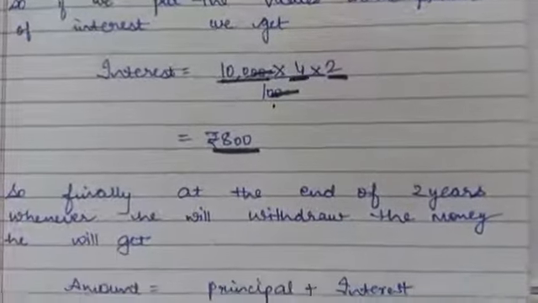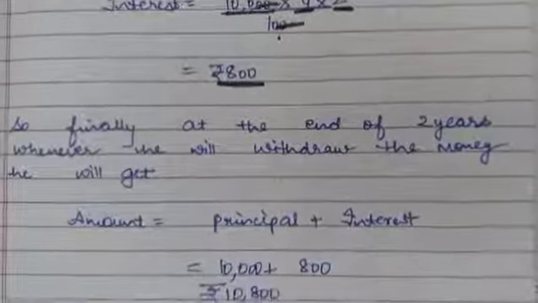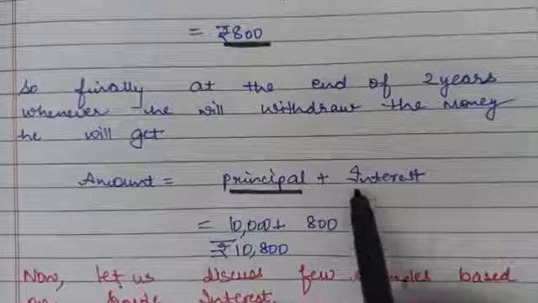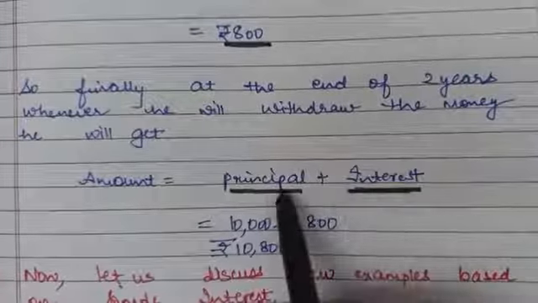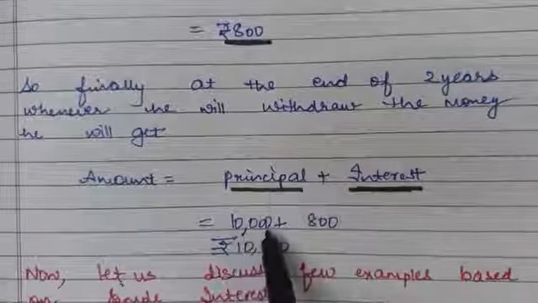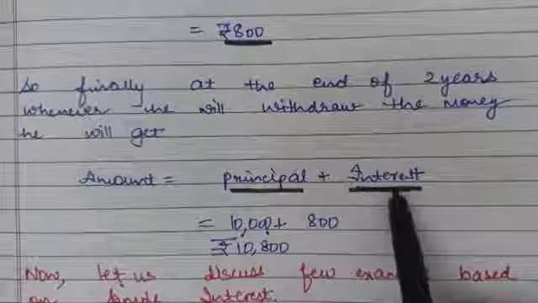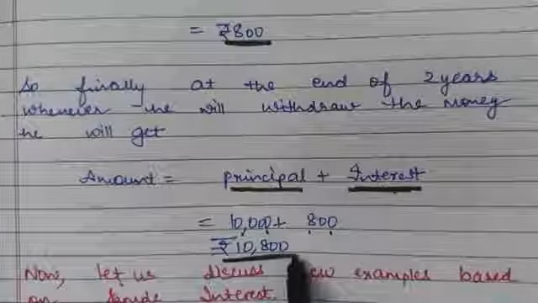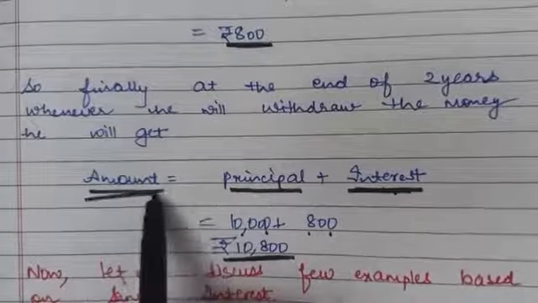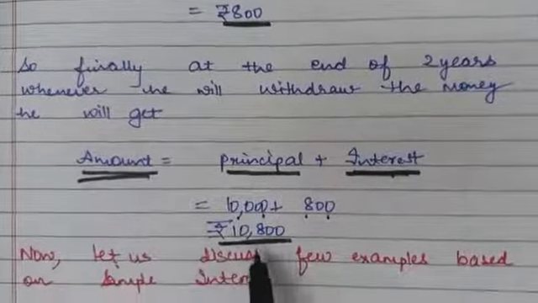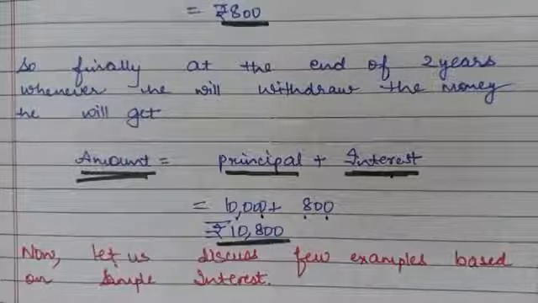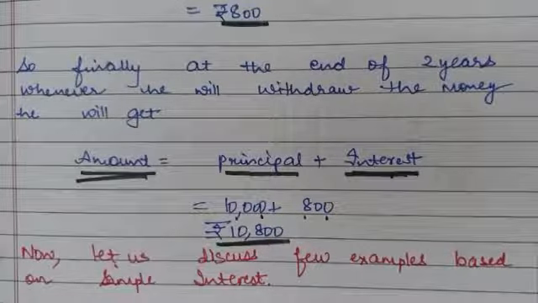So finally at the end of 2 years he will get what? Principal plus interest. What was the principal? 10,000. And what is the interest? 800. So finally on adding, we get an amount that is 10,800 rupees.